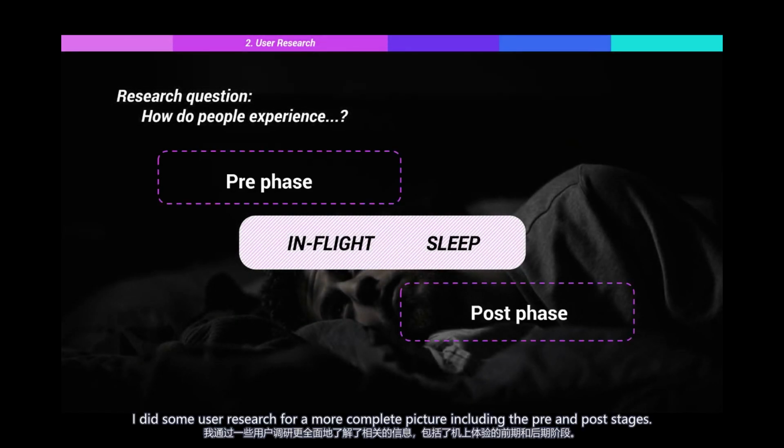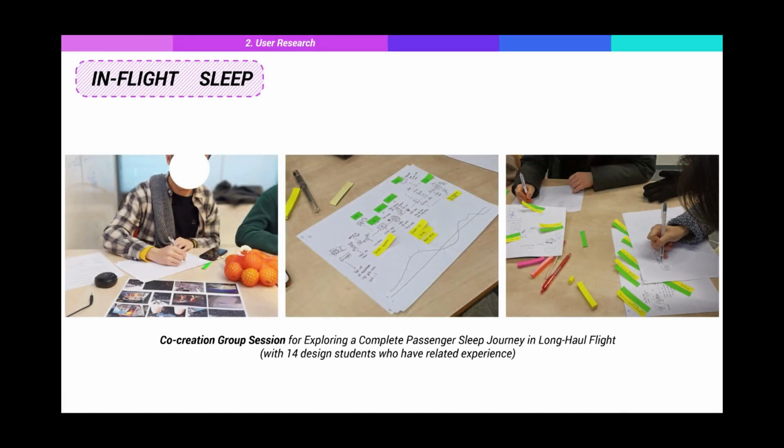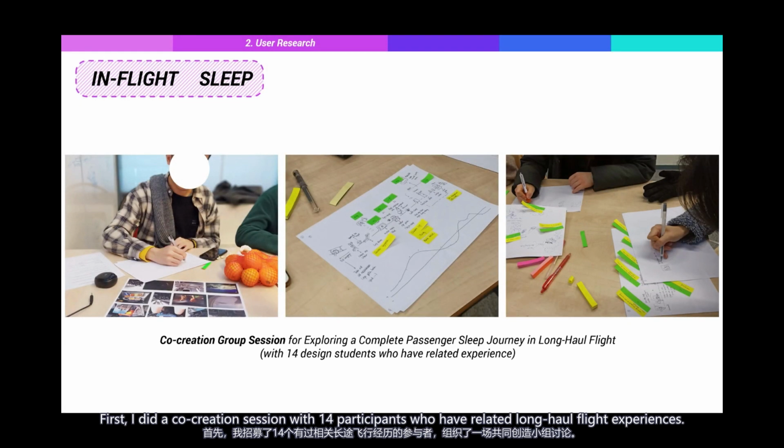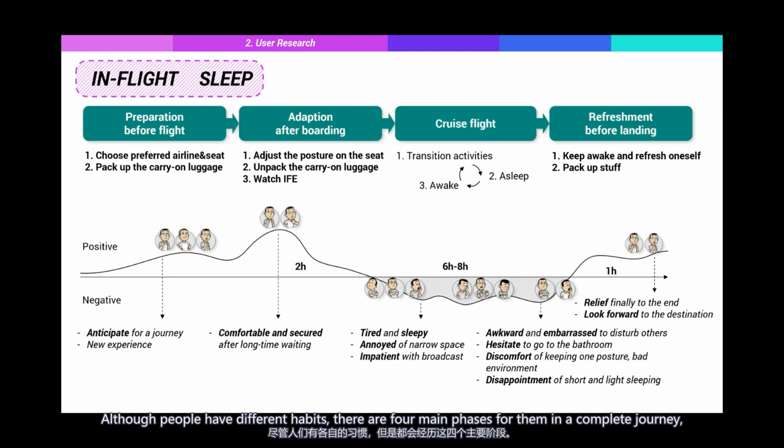I did some user research for a more complete picture, including the pre- and post stages. First, I did a cooperation session with 14 participants who have related long-haul flight experiences. Through the analysis, a pattern was found, and I concluded the results into a passenger journey map. Although people have different habits, there are 4 main phases for them in a complete journey. Preparation before flight, adaptation after boarding, cruise flight and before landing.